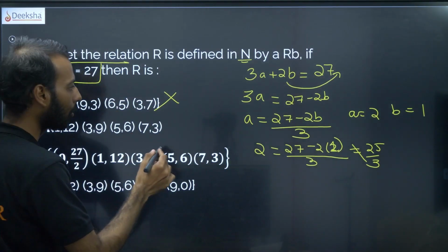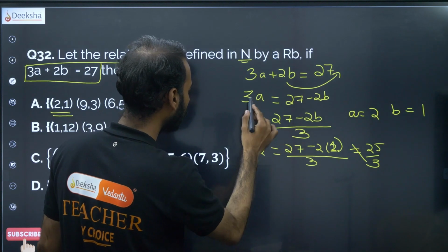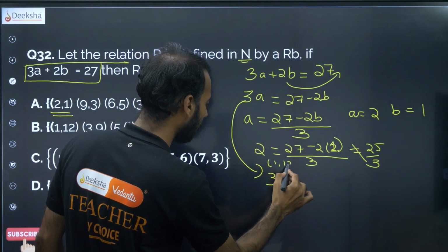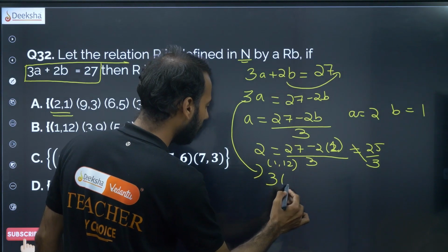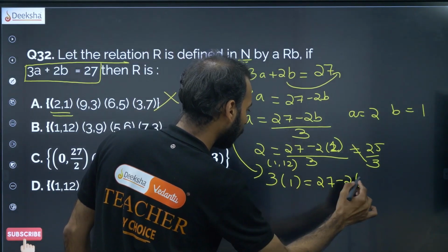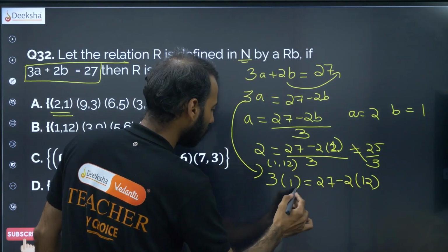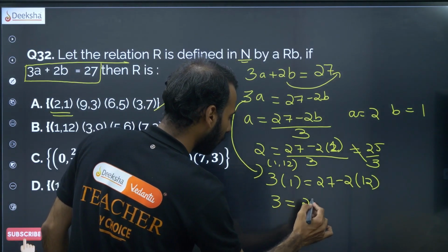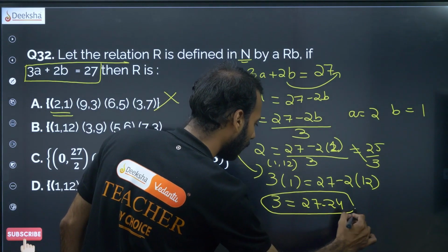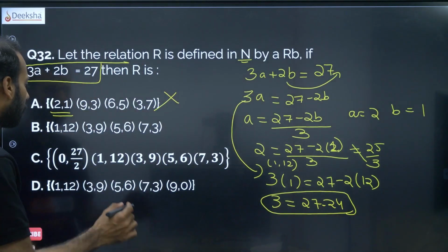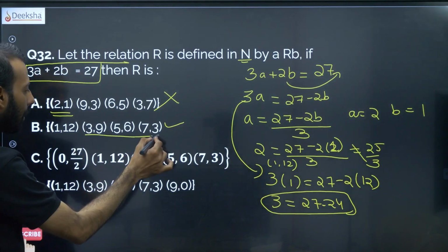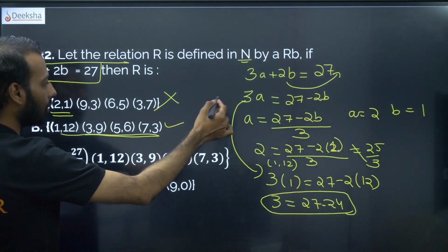Next, moving to the next, 1 comma 2L. If I move on to this, 3a is 1, 27 minus 2 of b is 12. So 3 is equal to 27 minus 24. Yes, this is possible. So you start solving for this. Maybe you will get all the values they have to satisfy that relation. This equation they have to satisfy.